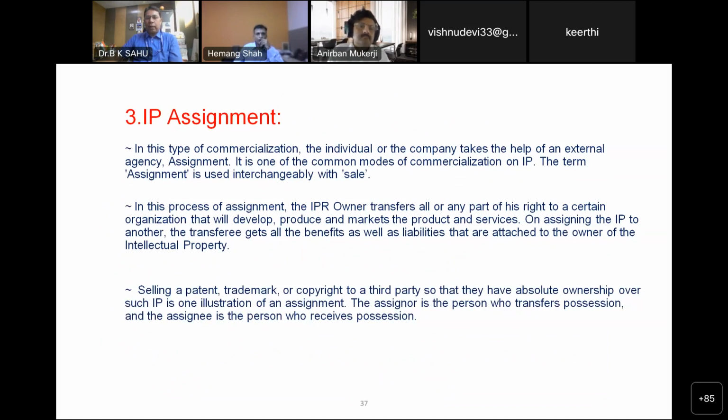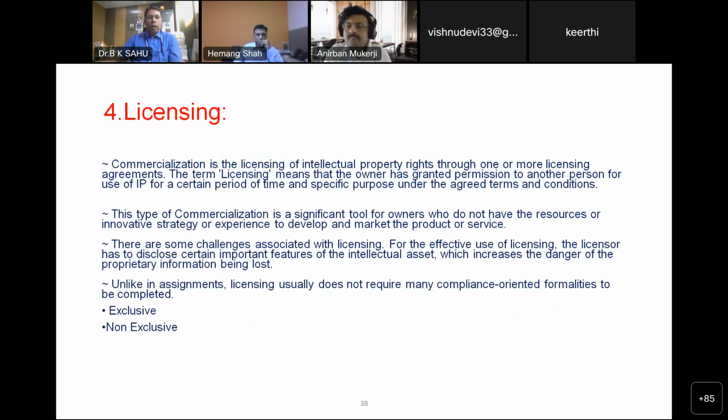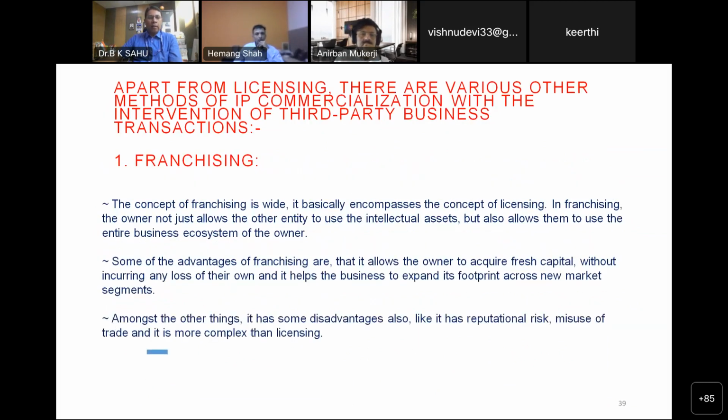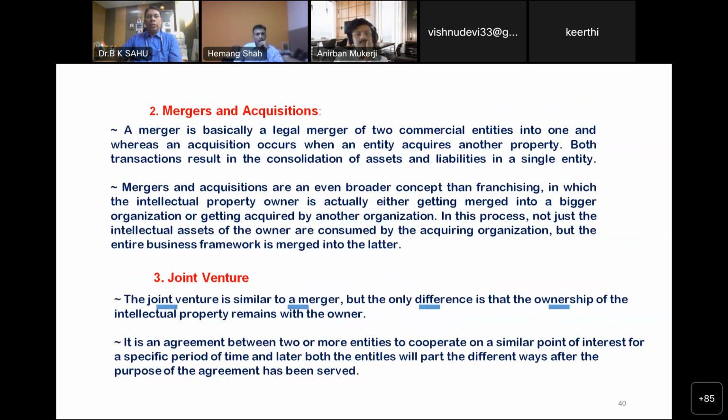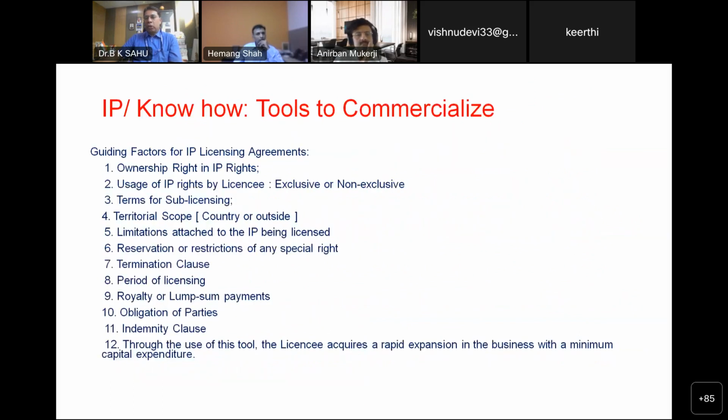Selling of a patent, trademark, and copyright to a third party. Licensing is a mechanism for giving rights for a specific period of time. Maybe an exclusive license or a non-exclusive license, with the terms and conditions, terms of reference of the licensing agreement, and also franchising, joint venture, and merger and acquisition. So these are the tools that play an important role in commercializing IP or know-how.